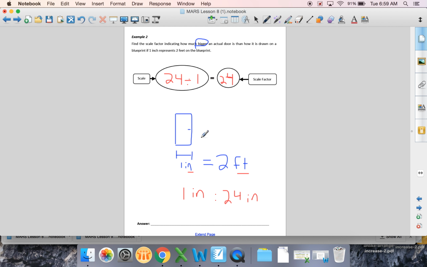All right, the scale on a map of Minnesota indicates that 1 centimeter represents 5 kilometers. What is the scale factor that indicates how much bigger the state of Minnesota is than how it is drawn on the map? Note, 1 kilometer equals 100,000 centimeters. So we are going to change, first off, kilometers into centimeters. If 1 kilometer is 100,000, 5 kilometers is going to be 500,000 centimeters. So 1 centimeter represents 500,000 centimeters.